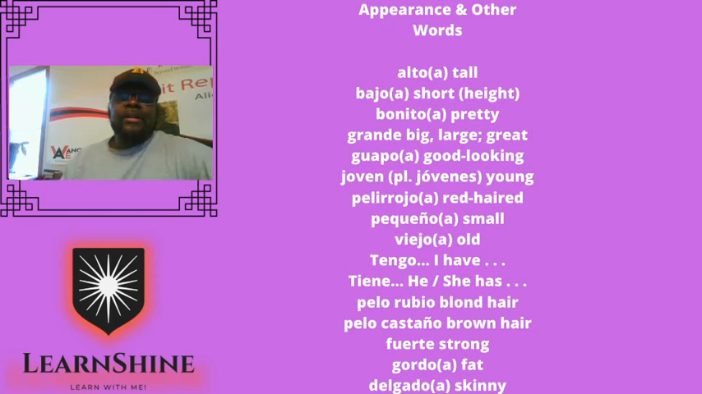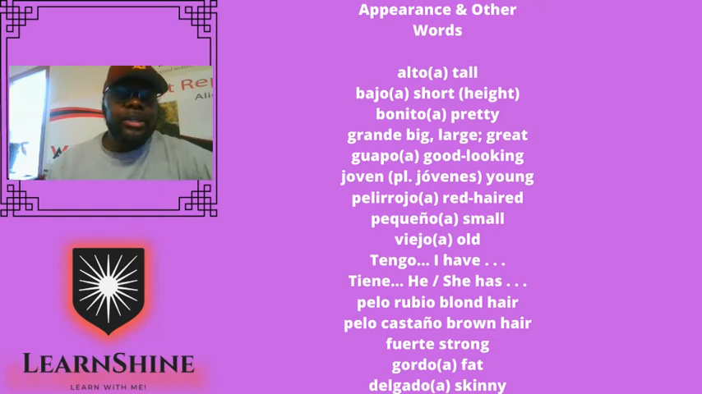If you have blonde hair, if you have brown hair, you wouldn't use ser, you wouldn't say soy, but you would say tengo. So for blonde hair, which is pelo rubio, pelo is hair, rubio is blonde, pelo castaño, pelo is hair, castaño is brown, we use tengo to describe hair. Tengo pelo rubio. I have blonde hair. Tengo pelo castaño. I have brown hair. We do not use soy to describe hair.